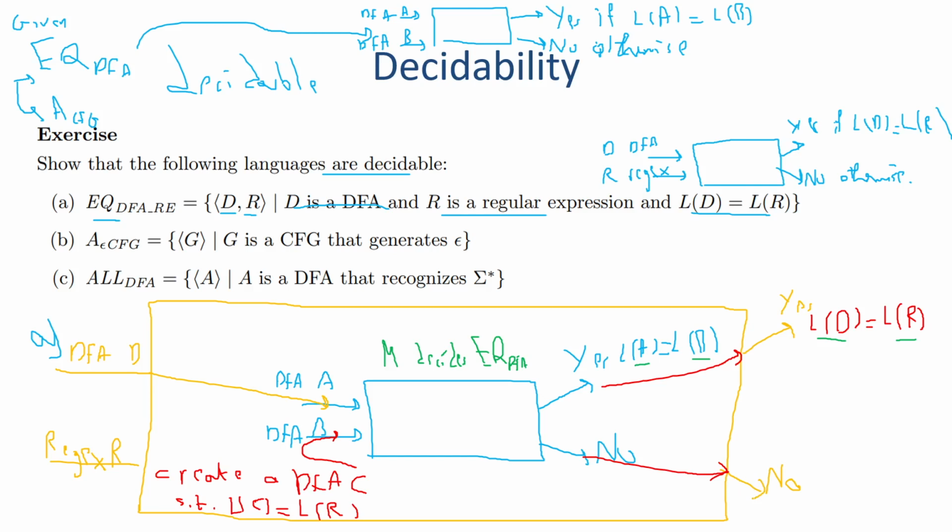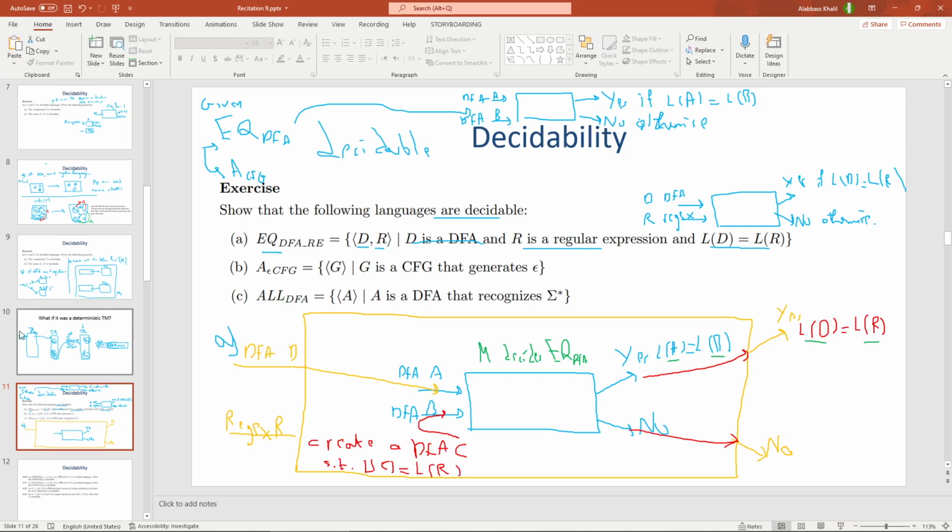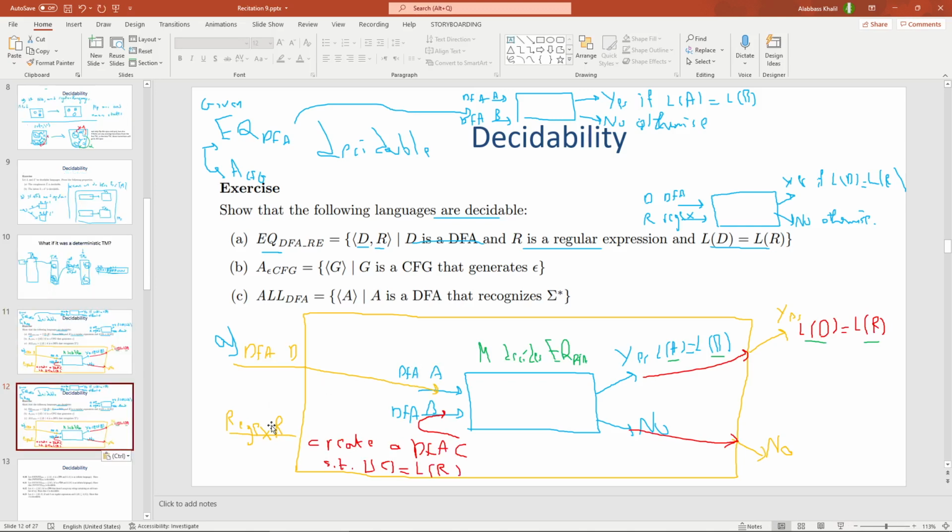Using the blue part, which we know is decidable, we were able to build this bigger machine that is also decidable because we just made a Turing machine. Okay, so that's this part. Hopefully it made sense.